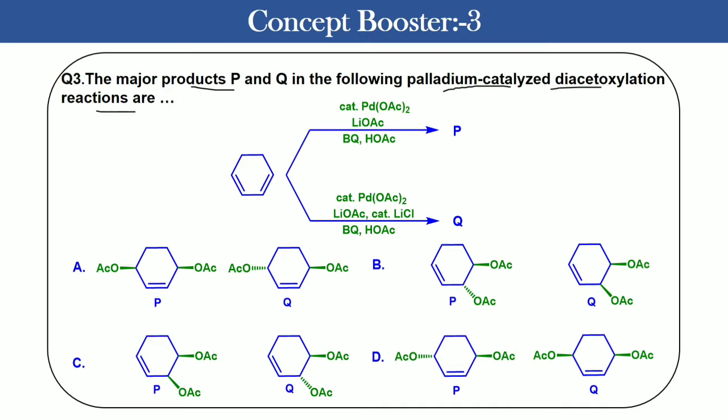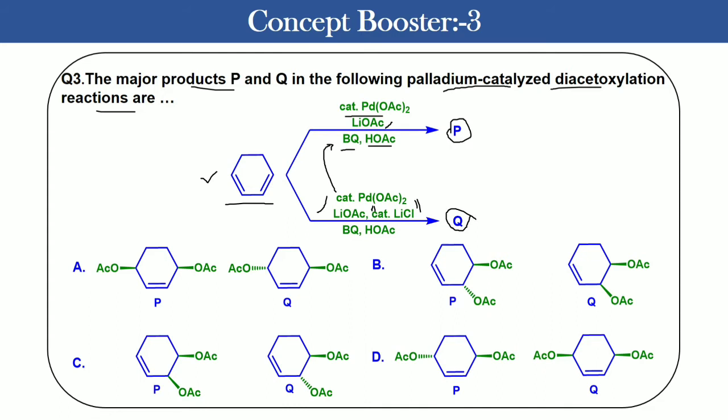So here we have the substrate molecule, that is cyclohexadiene. Cyclohexadiene in presence of catalytic amount of palladium acetate, lithium acetate, benzoquinone and acetic acid is giving P as major product, whereas in the second reaction condition, which is almost similar to the first, the difference is that a catalytic amount of lithium chloride is added. So it is giving Q as major product, right? So four options are given.